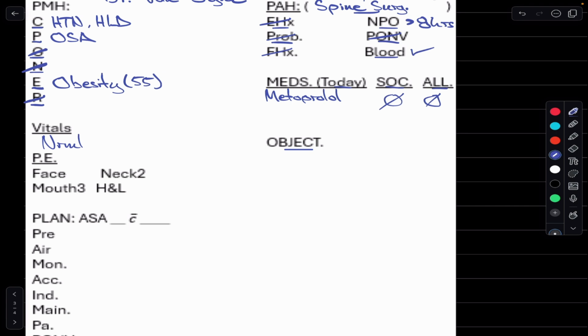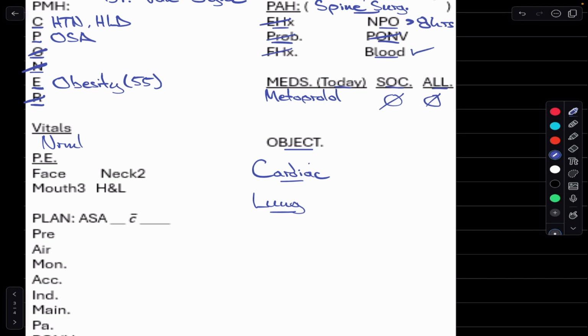Then in the objective section, the big two systems that I always review are any cardiac studies or lung studies. Cardiac studies would be if they had an echo, and specifically the year that they had it and what the ejection fraction or findings were, if they've had stress testing, or if they've had a cath done. Lung studies could be like PFTs, or a sleep study if they have sleep apnea, something along those lines. If I see any of those in the chart, I'll record it here, and I'll also make sure to record specifically the year that it was completed.